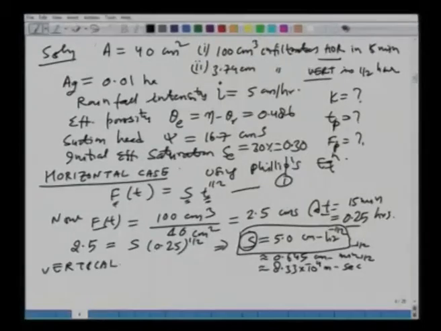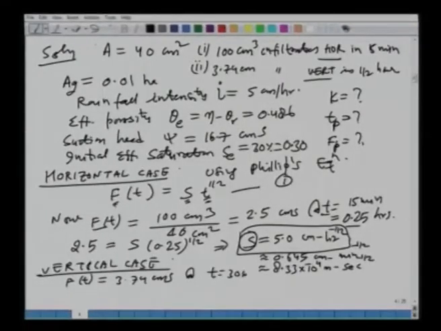Vertical case. The data given to us is that F of T is equal to 3.74 centimeters. It is already given in length units, so we do not need to convert it, and this is at t equal to 30 minutes, which is 0.5 hours.